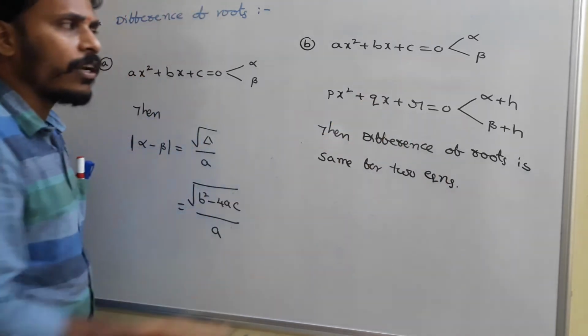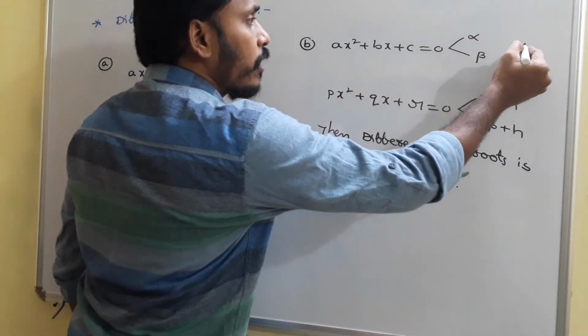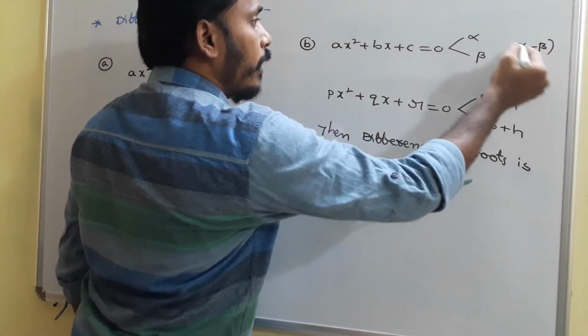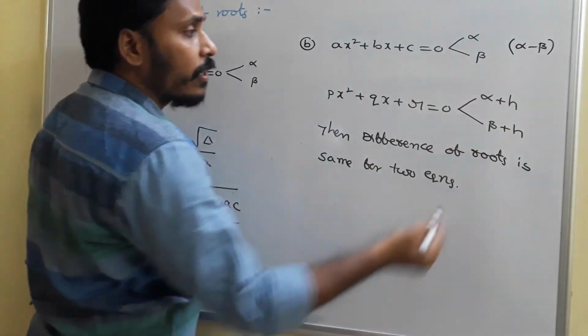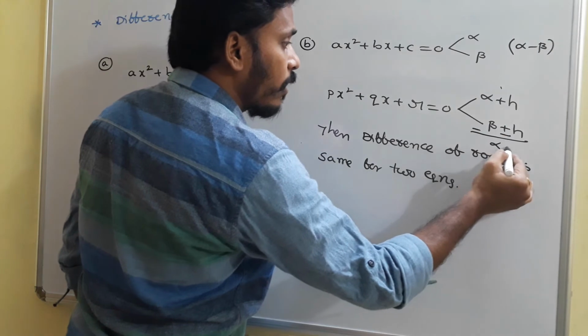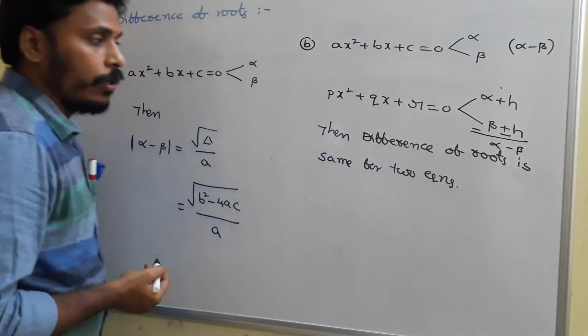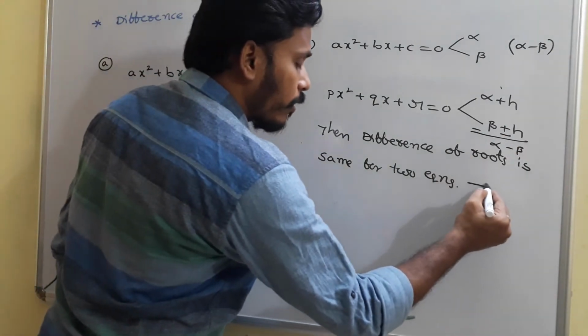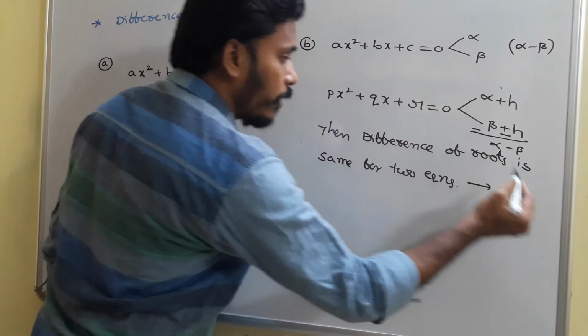You just calculate it if you need. What is the difference here? Alpha minus beta. And what is the difference here? We are going to subtract, right? While subtracting, the h terms get cancelled. Again you get alpha minus beta only. So the difference of roots is the same here, and that is alpha minus beta.